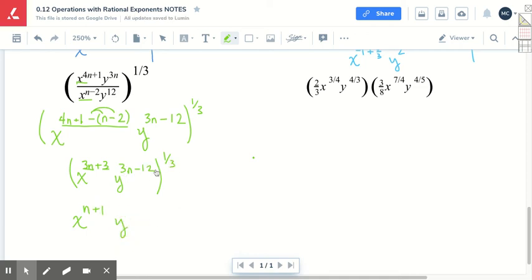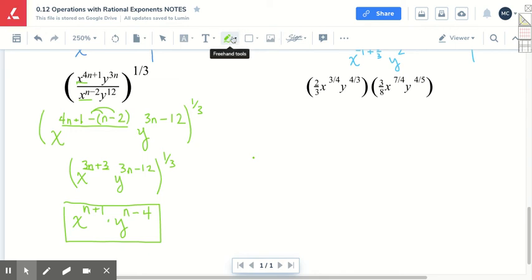Now I'm doing 1/3 times 3n minus 12. Again, 1/3 times 3n would be 3 over 3, which is just n. And then 1/3 times 12 would be 12/3, which is 4. So this would be x to the n plus 1 times y to the n minus 4. That's as far as we go.